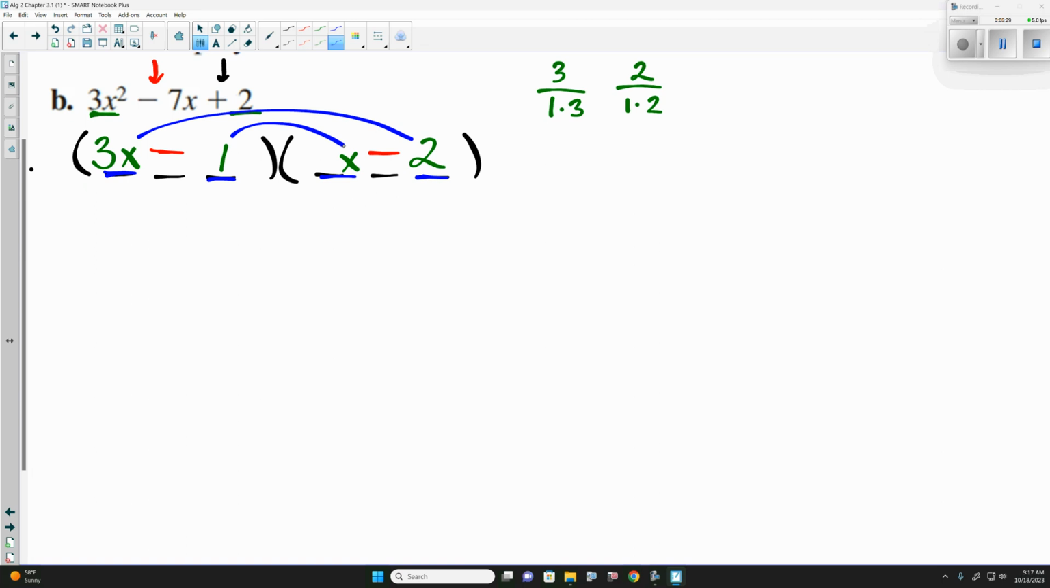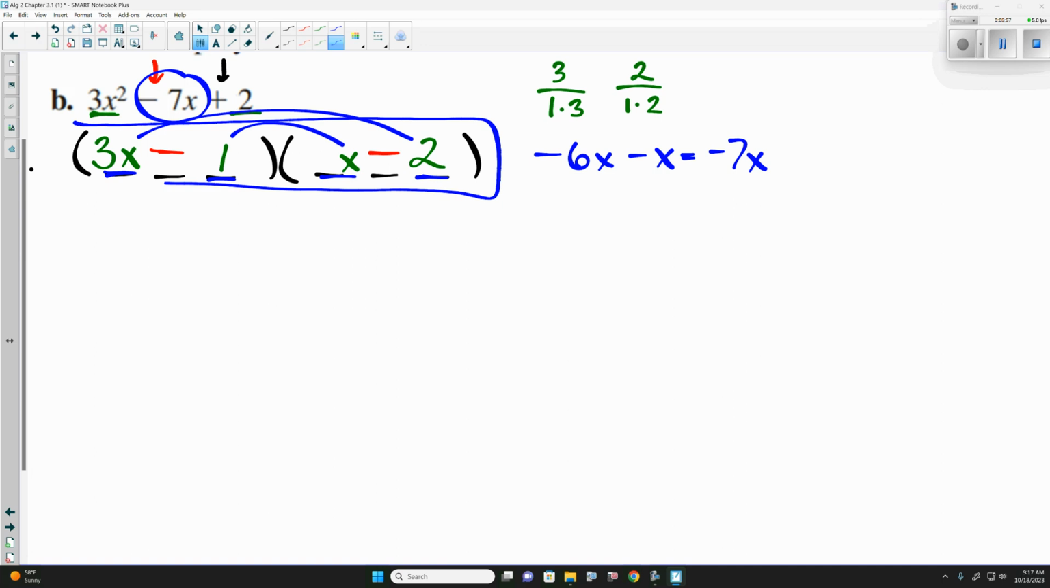Our 3x times negative 2 is negative 6x. Our negative 1 times x is negative 1x. Negative 6x minus x is negative 7x. Is that the middle term we wanted? Yeah. Since that is the middle term we wanted it to be, it means 3x minus 1 times x minus 2 are the factors of this quadratic.